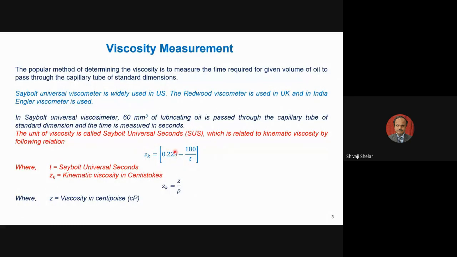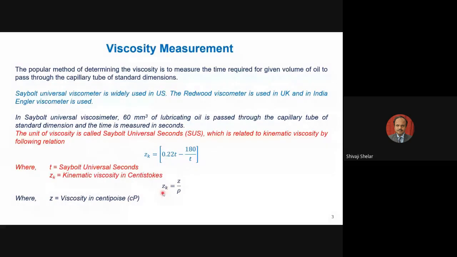Now, since this is a restricted passage, the time required is very large. It is not 10 seconds. I told you to put the value 10 seconds only for calculation; otherwise it will come out negative. The time required is very, very large for a viscous fluid, and based on that you will get the kinematic viscosity. T here is in Saybolt universal seconds, and Z_K is the kinematic viscosity, and you will get this value in centistokes.